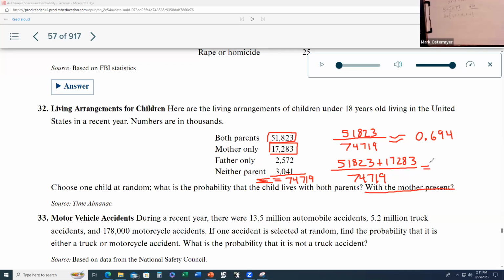All right, so we got to do all this. 51,823 plus 17,283, divide that by the grand total. And I'm getting about 92% chance, 0.92. I'm going to round it off to the hundredths place. So 0.92. There you go.